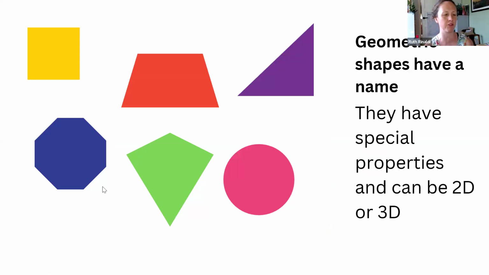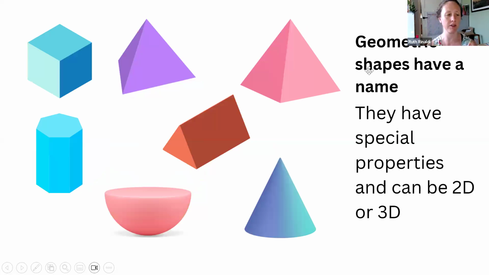So we've got some geometric 2D shapes here, like a square, trapezium, a triangle, circle, a kite, and how many sides has that got? 8. Octagon. An octagon, but you can also have three-dimensional geometric shapes. So you can have cubes, we can have prisms, we can have spheres and semispheres, cones, pyramids, tetrahedrons, all of these. They've got special names again. So they are geometric shapes because they've got special properties.